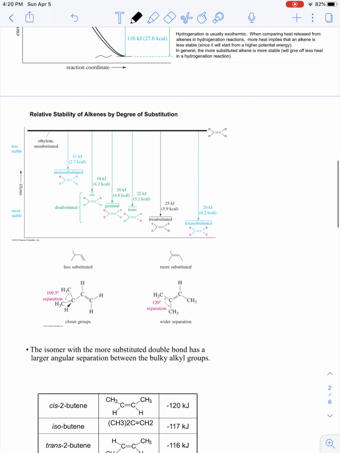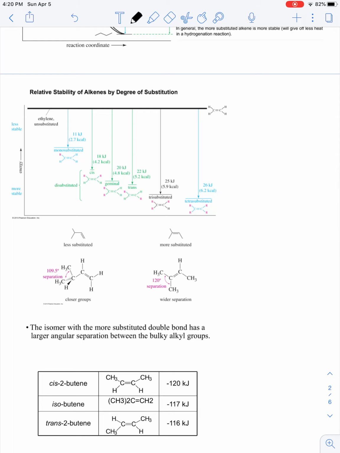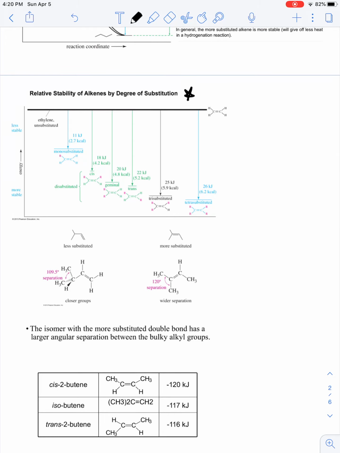So if we look at the relative stability of alkenes, looking at the slide right here, these are the relative stabilities in comparison to ethylene. So you can see that the most stable is going to be our tetrasubstituted, followed by our trisubstituted, and then we're going to go through. So trans is going to be more stable than cis, for example. Monosubstituted would be more stable than ethylene, which is just an unsubstituted molecule. So if we think about this, let's break all of this down.